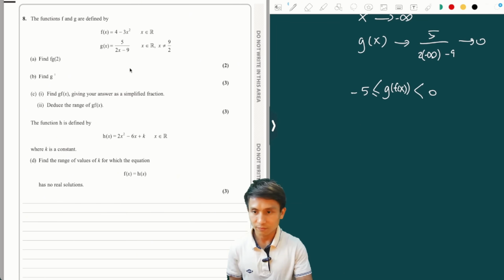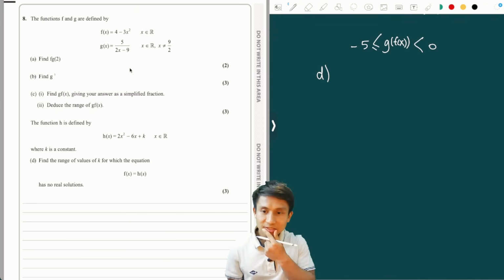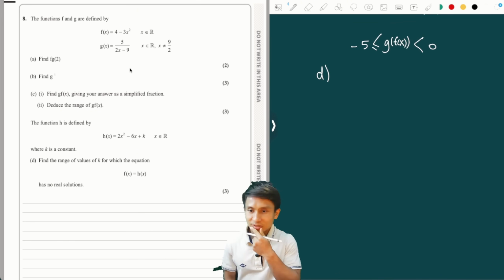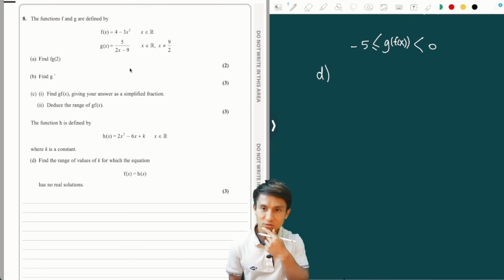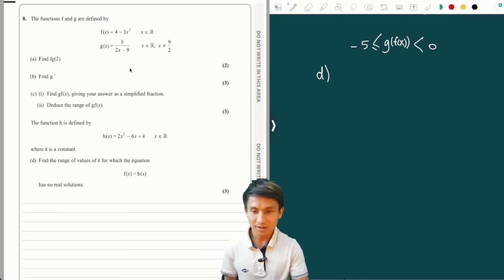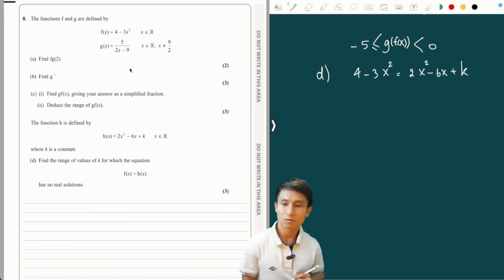Okay, so for part D. The function h is defined by that, where k is a constant. Find the range of values of k for which the equation f(x) equals h(x) has no real solutions. Okay, so we're just going to put f(x) and h(x) to equate them and let's see what happens. So 4 minus 3x squared equals 2x squared minus 6x plus k.